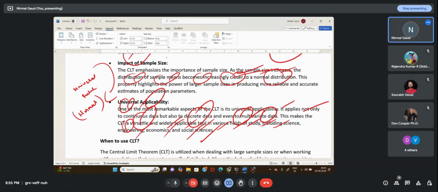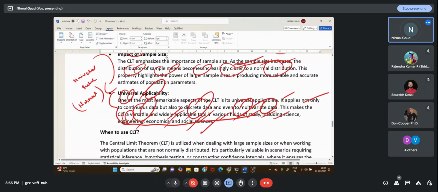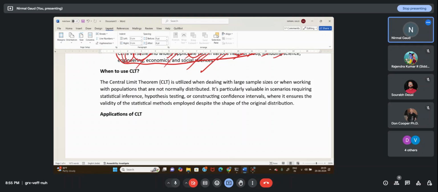As data points increase, it doesn't matter if you are continuous or discrete. We are not taking discrete into consideration right now. It is applicable, but especially for continuous. Okay, fine. So when to deal with the CLT theorem? Whenever you have a large sample of data. And with populations that are not normally distributed, we perform statistical inferencing and hypothesis testing, and we look at whether we can have this data in normal distribution or not.